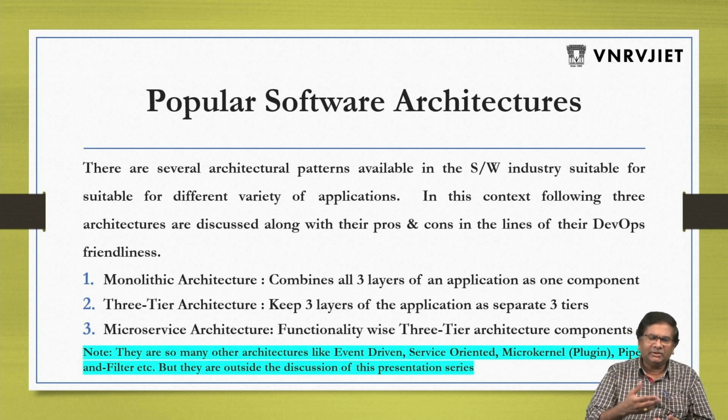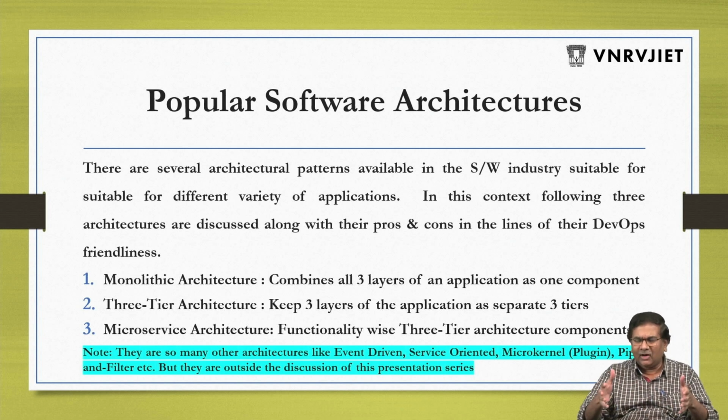Now let's talk about three popular software models. One is monolithic architecture, the second is three-tier architecture, and the third is microservice architecture. Again, all three architectures will have the three components that I talked about. How they are organized is where they differ. For example, monolithic architecture combines all three layers of an application as one component. That's what monolithic means. We are going to see these architectures in a little more detail in the next slides. Three-tier architecture keeps the three layers of the application as three separate tiers.